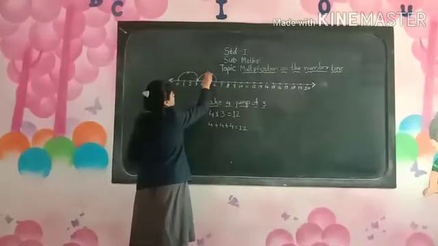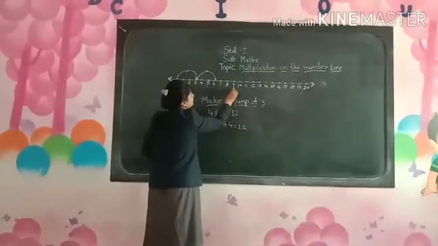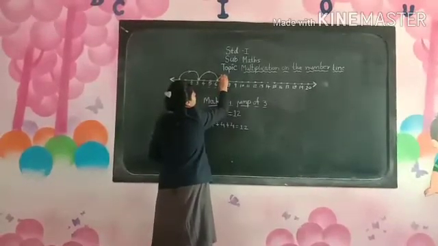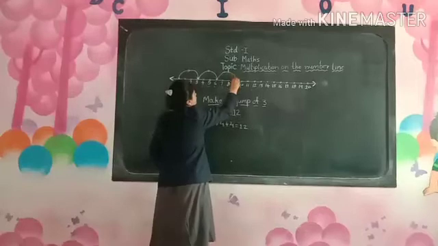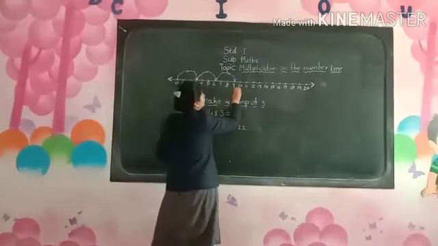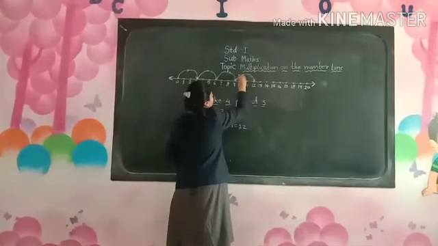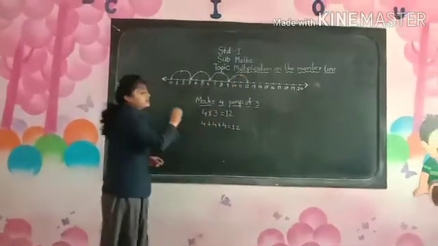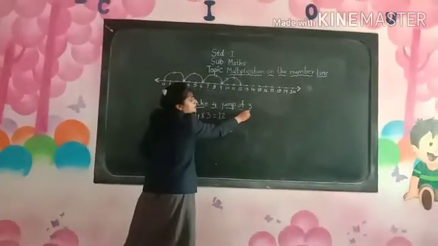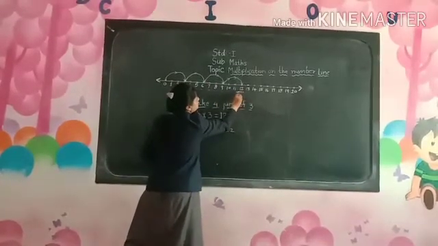Now next, count from here 1, 2, 3. 3 times they said. Now this is our third jump. We have to jump from 6 to 9. Now the last jump, from 9 it will start and end at 12. That means when we jump 4 times, by using 3 on the number line, we automatically get the answer, that is 12.